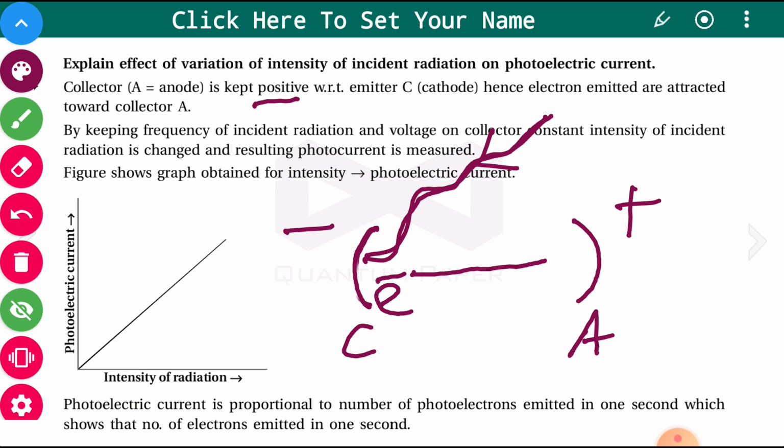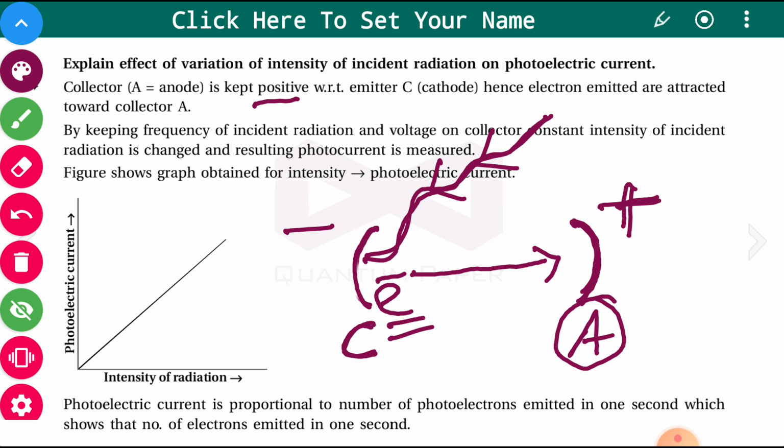and they will easily be attracted by this collector, or we can say anode. Anode is a collector. Cathode is a photosensitive plate. You are incidenting the radiation of proper frequency on the photosensitive plate. So what will happen? Electrons are emitted and they will be attracted by this collector, or we can say anode, that is kept at the positive terminal of the battery, or it is joined with the positive terminal of the battery.